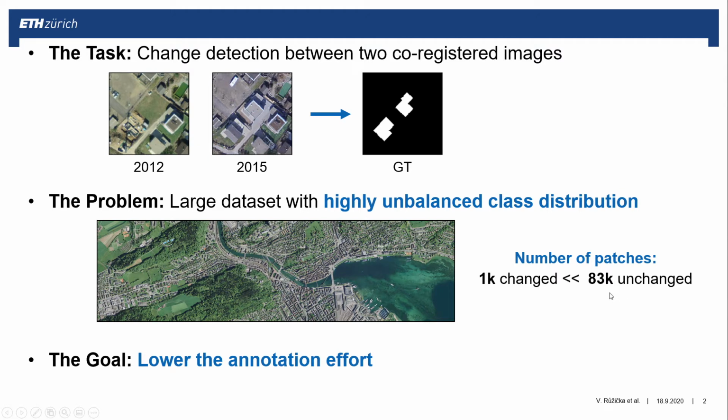And so our goal is to lower the annotation effort, because we believe it's possible not to have to go through the whole 84,000 images, but to select some subset which would be more important.